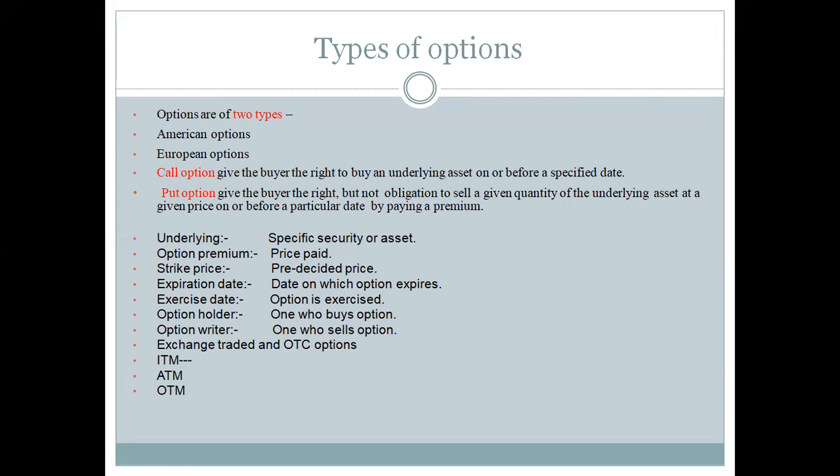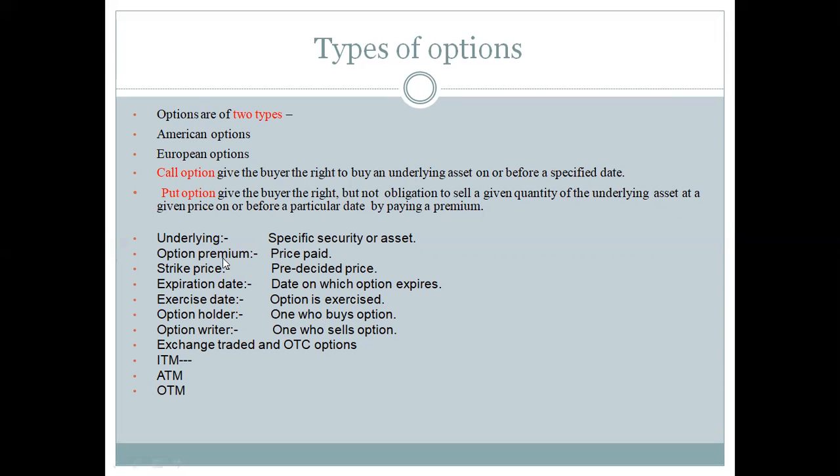Call options give the buyer the right to buy an underlying asset on or before a specified date. A put option gives the buyer the right but no obligation to sell a given quantity of the underlying asset at a given price on or before a particular date by paying a premium.